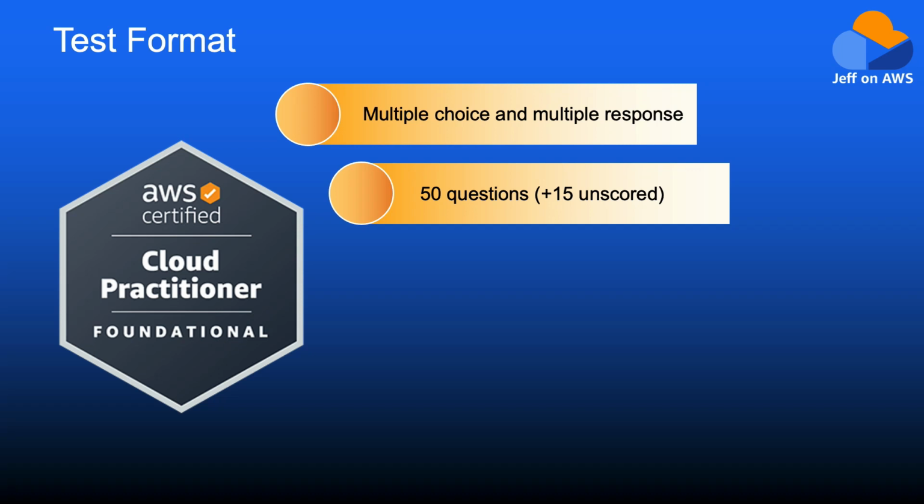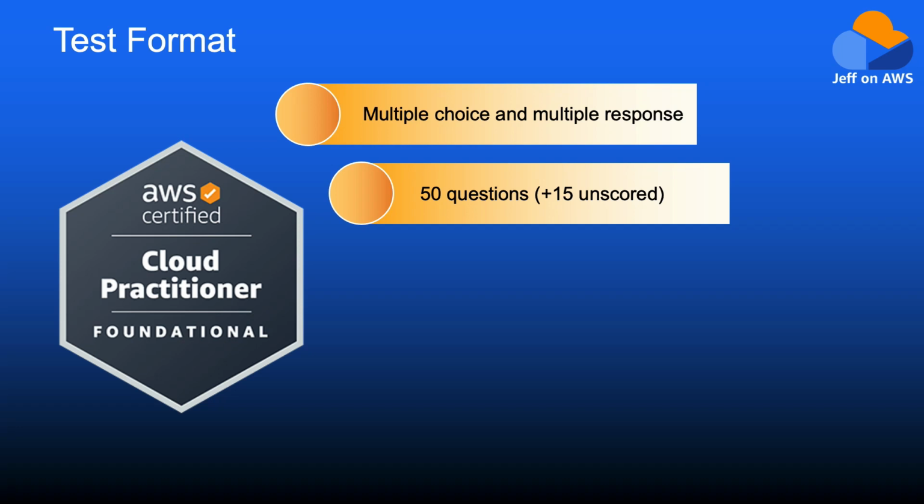Next, there are going to be 65 questions. 50 questions are going to directly impact your score. And then there's 15 unscored questions. And those questions are really the questions AWS is testing. They want to see how people respond to those questions. It's how they keep these tests evolving. It's how they ensure that these tests are accurately testing someone's knowledge.